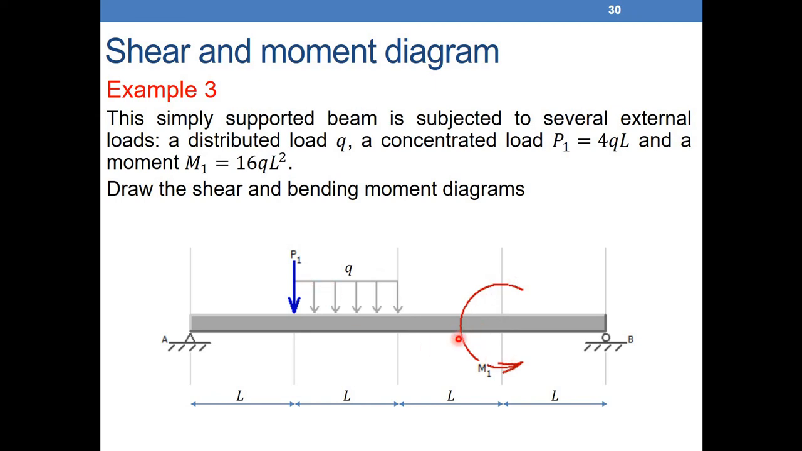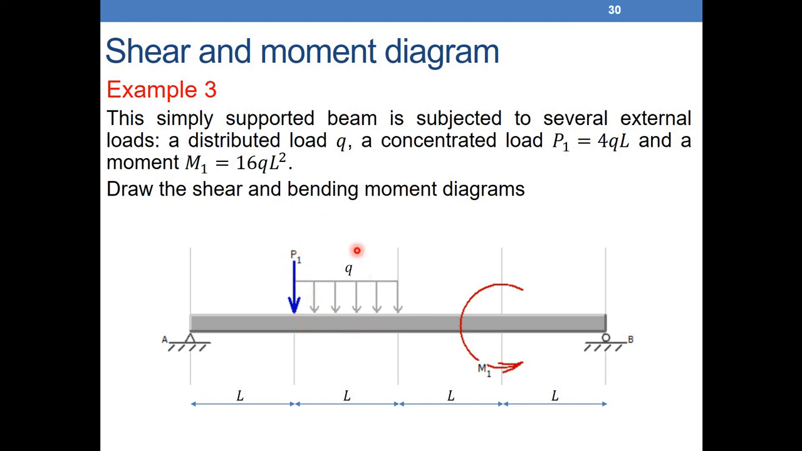All of these three are external forces, in addition to the reaction here and the reaction here. So this simply supported beam is subjected to several external loads: distributed load Q, and concentrated load P1 equal to 4QL. P1 is given as equal to 4 times Q times L. This distributed load Q will create a force QL applied in the middle of L here.